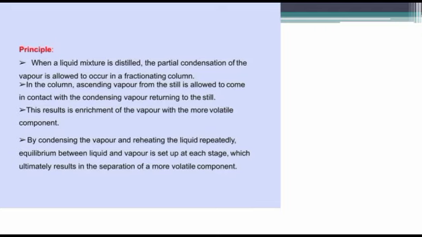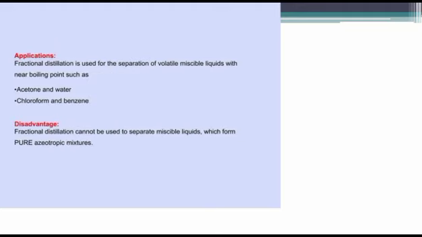Principle: when a liquid mixture is distilled, partial condensation of the vapor is allowed to occur in the fractionating column. Application: fractional distillation is used for separation of volatile miscible liquids with near boiling points, such as acetone and water, chloroform and benzene. Disadvantage: fractional distillation cannot be used to separate miscible liquids which form azeotropic mixtures.